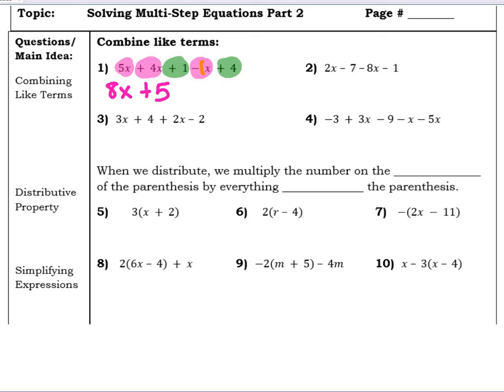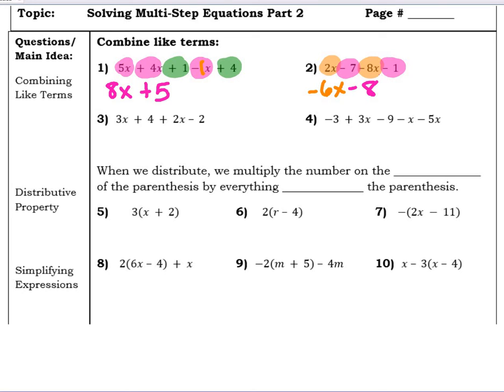All right, so let's identify what's alike on this next one. So I have a 2x and I have a negative 8x. Okay, so if I combine a positive 2 and a negative 8, I get negative 6x. I keep that x there with it. And then I just combine my constants. So I have a negative 7 and a negative 1. So negative 7 and negative 1 is going to combine to a negative 8.